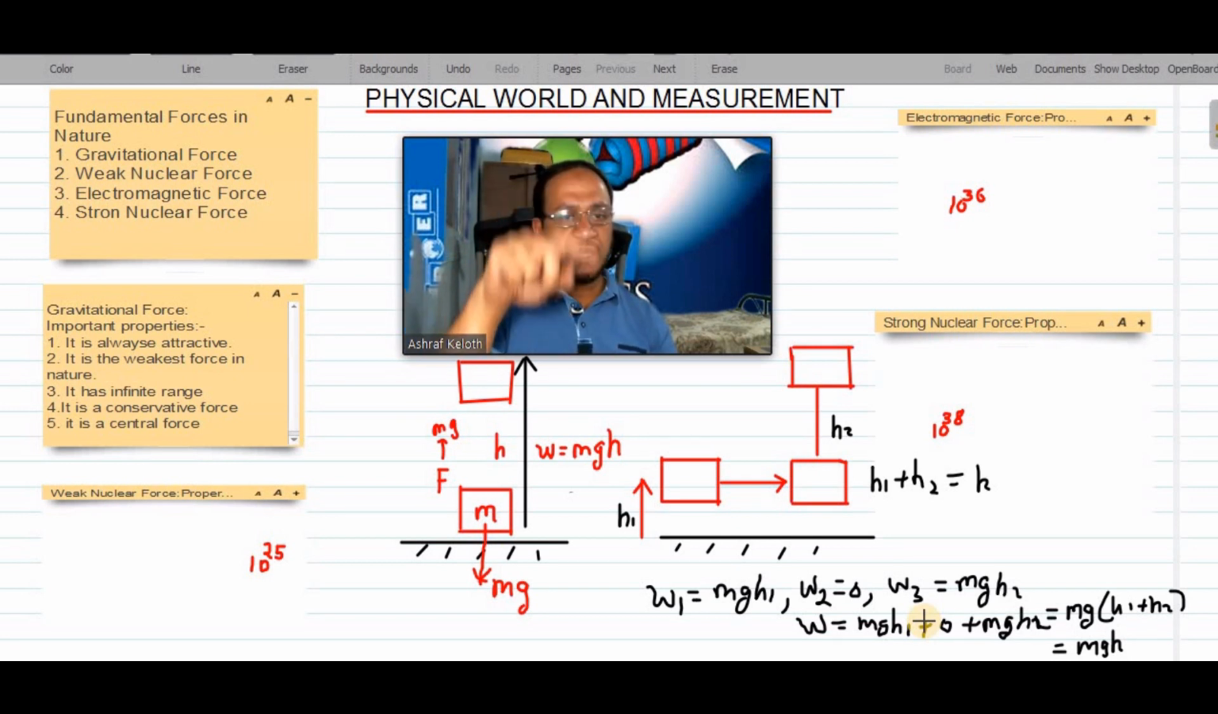If you go straight, if you go in a curved way, or if you take many circles and go to the same height, it doesn't matter. Work done depends only on the initial and final position, the straight line distance only. Such a force, for which the work done does not depend on the path taken, is called a conservative force.